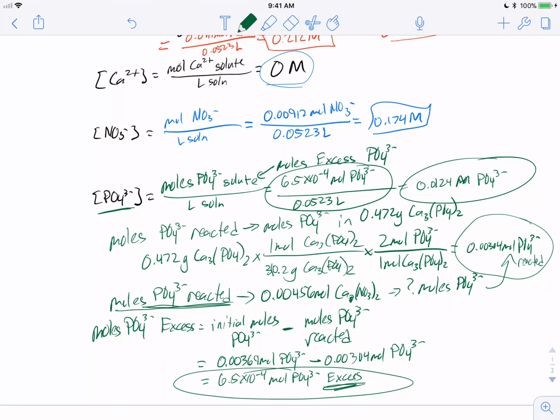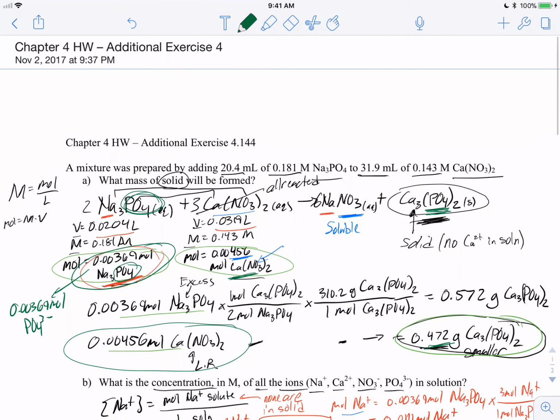Again, conceptually understanding this idea of a precipitation reaction, and that in our precipitation reaction we're forming a solid, but if we have an excess reactant, we still have the ions that would be part of that solid, like our phosphate, some of them still free in solution, whereas our calcium ions, since they're part of our limiting reactant here, would be completely pulled into our solid, giving a 0 concentration.